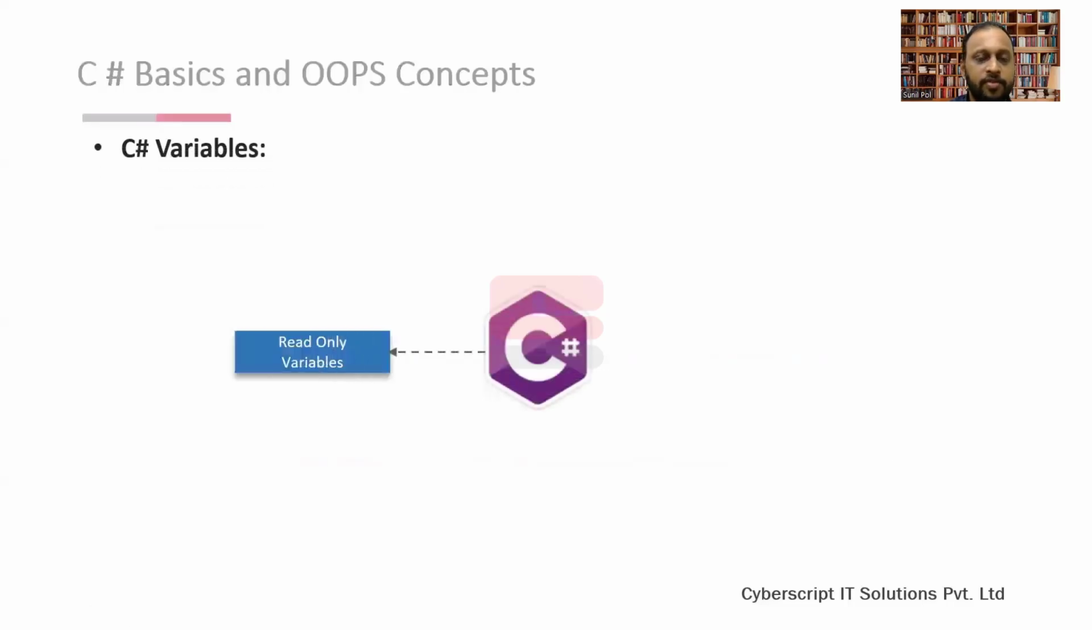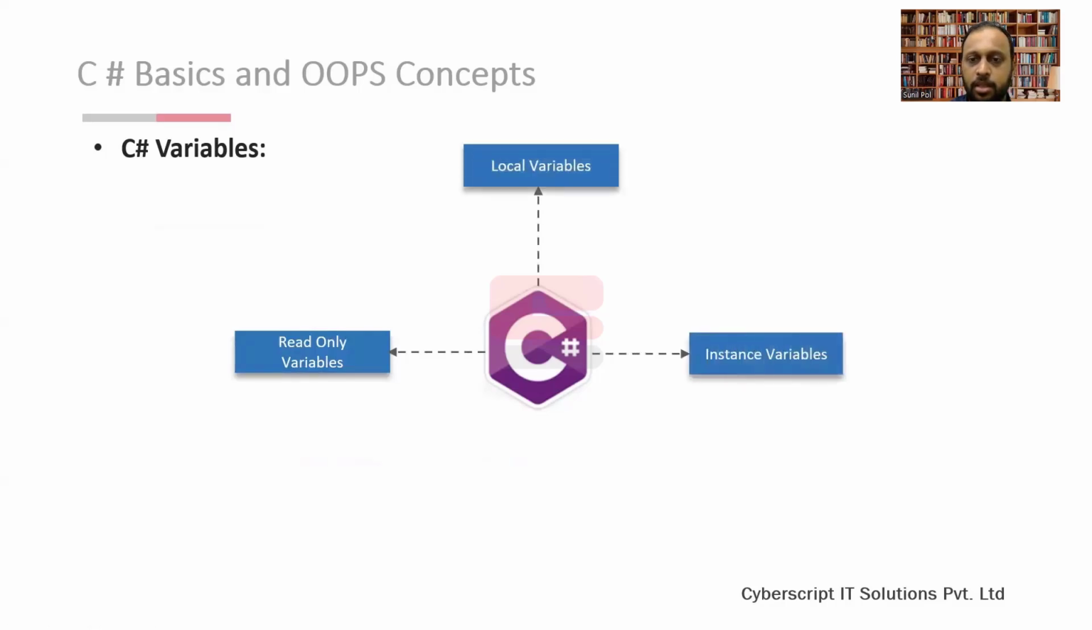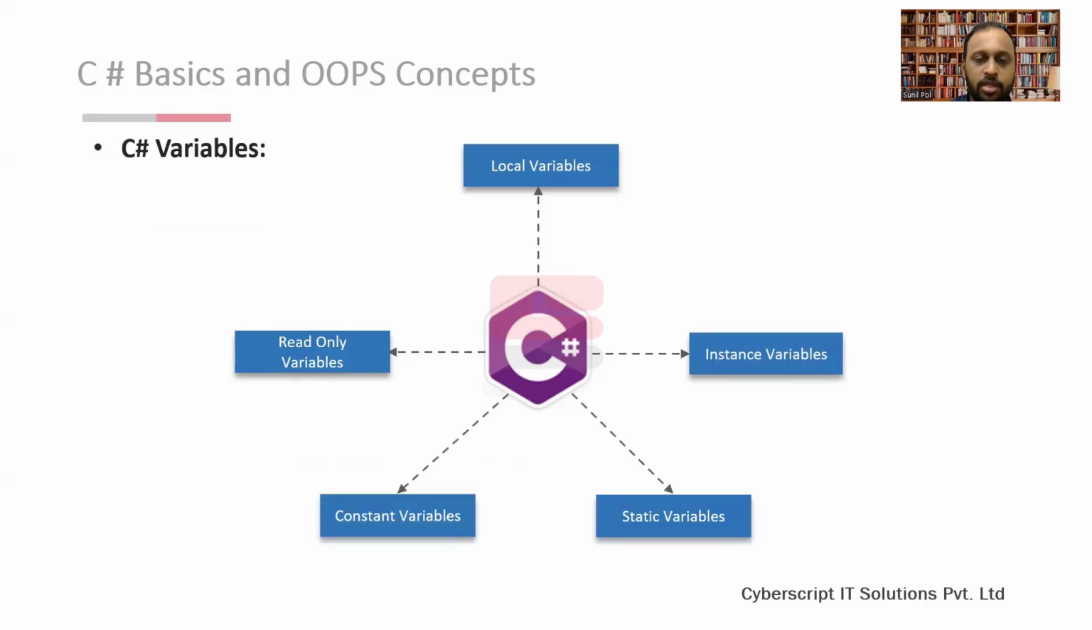There are different types of C# variables: read-only variables, local variables, instance variables, static variables, and constant variables.